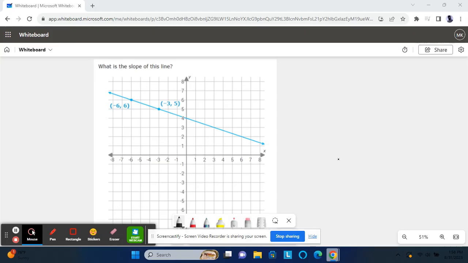Hello everyone, this is Moonlight Learning Academy, and today we are going to be going over how to find the slope of a line on a graph.